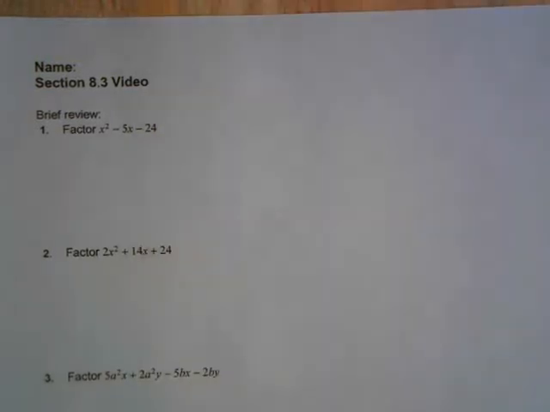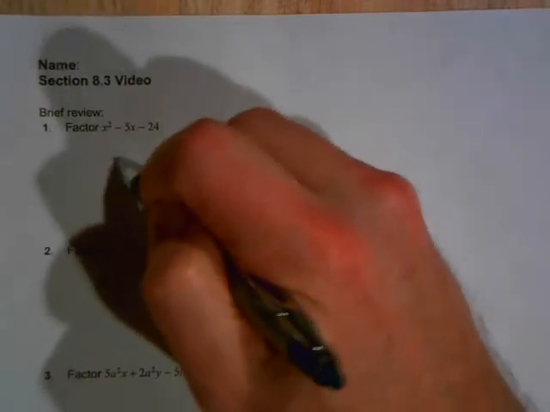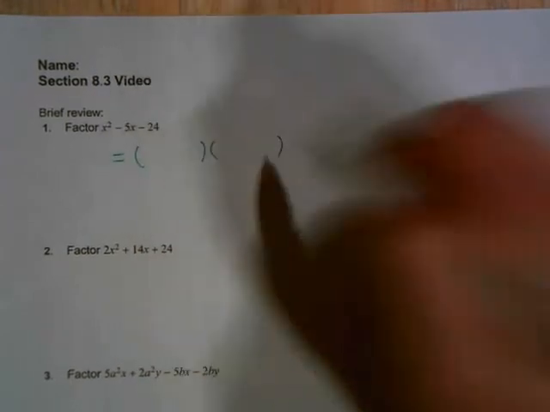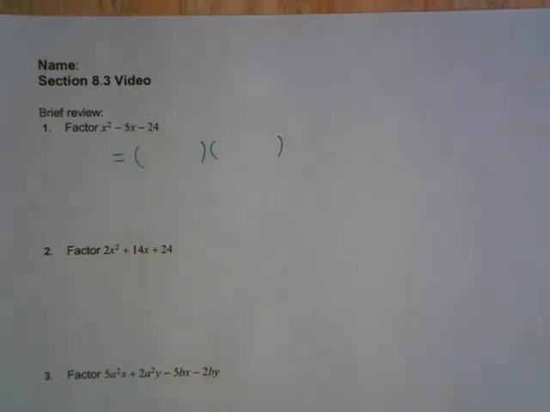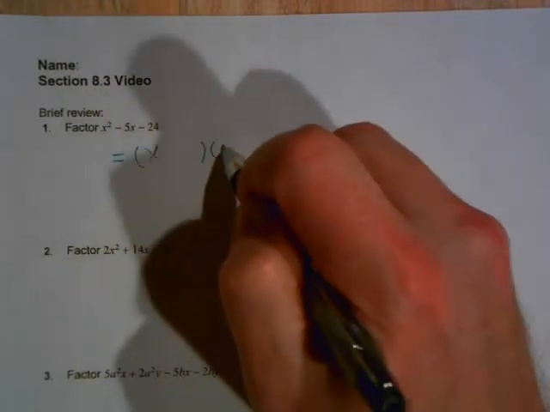Alright, section 8.3. We're going to continue with factoring. But let's do a little review of what we've done for factoring so far. We started by looking at trinomials, things with three pieces, where the leading coefficient was always 1. And we saw that a trinomial with leading coefficient 1 was going to factor into two binomials. Since we have x squared here, this had to be x and x.